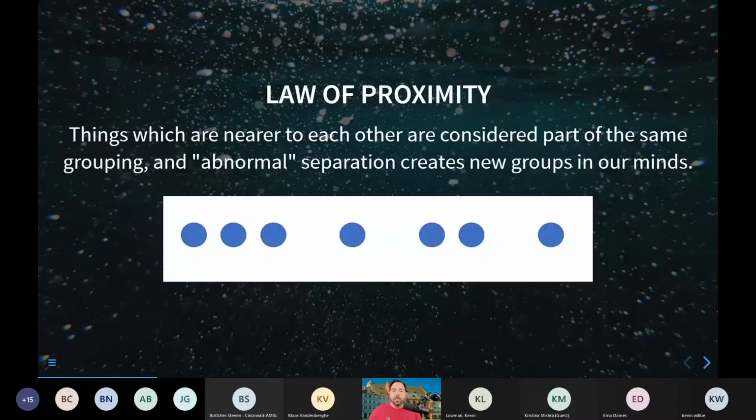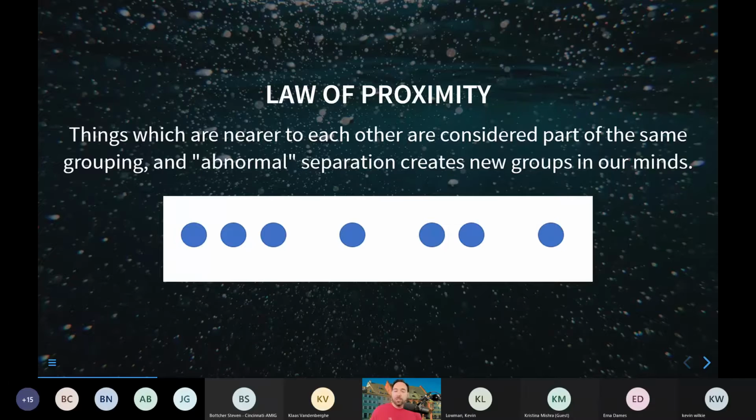The law of proximity says if things are nearer to one another, then they're going to be considered part of the same grouping. So if things are apart physically, if the proximity is distant, then they're going to be considered different, abnormal. I have a block of 3 blue dots.